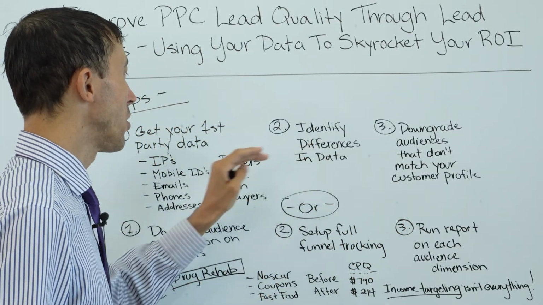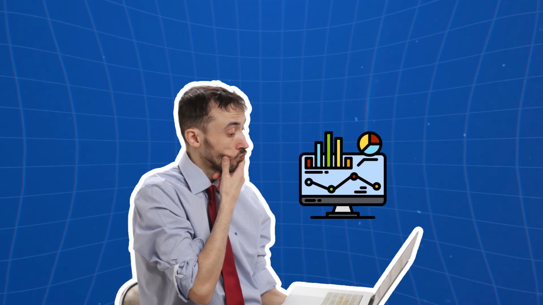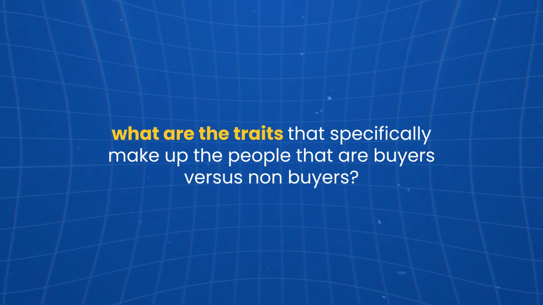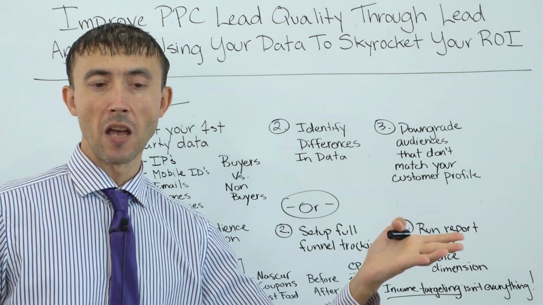So with that said, once you have your data, step 2 is you are trying to identify differences in that data. What are the traits that specifically make up the people that are buyers versus non-buyers? And so you can utilize this to basically steer your campaigns.